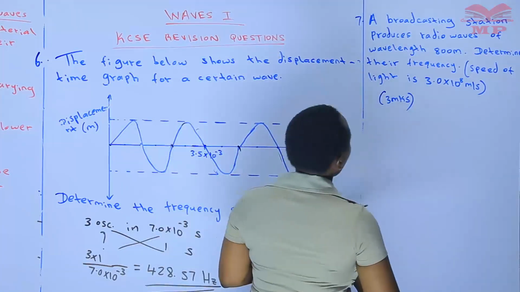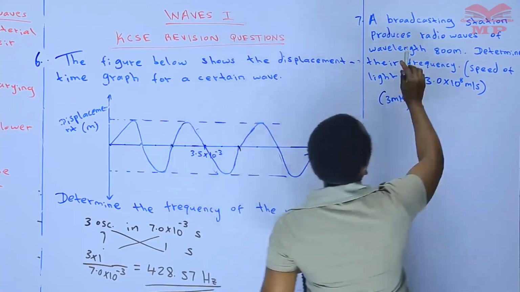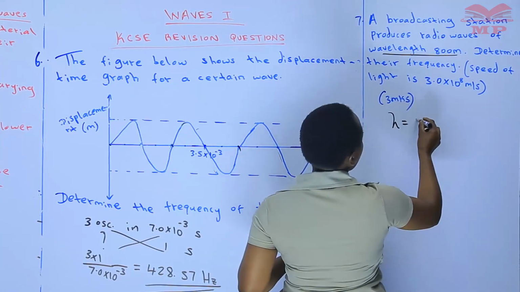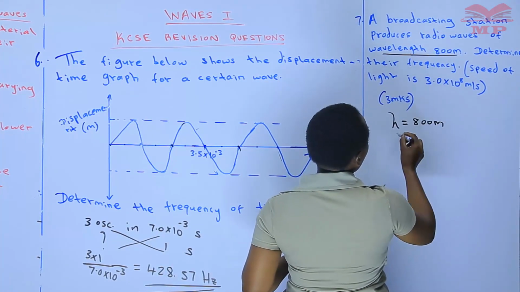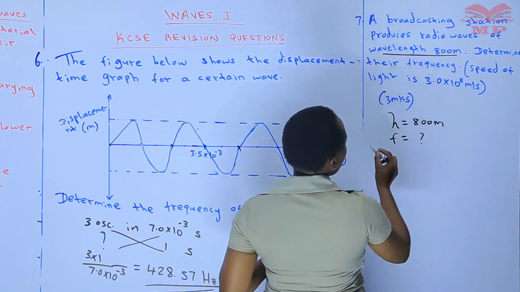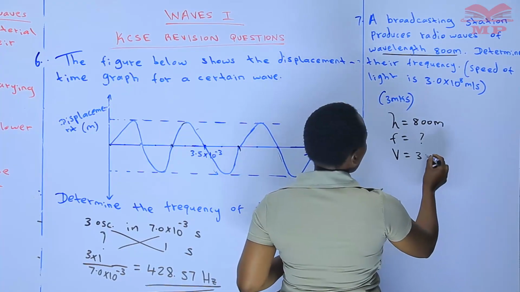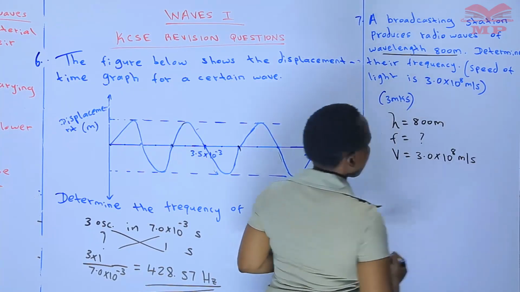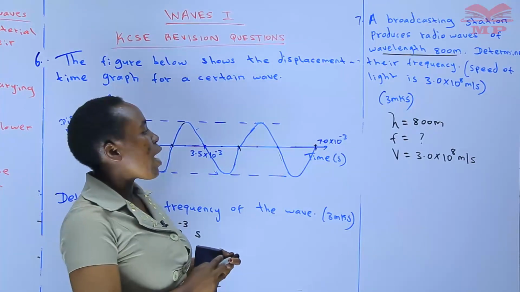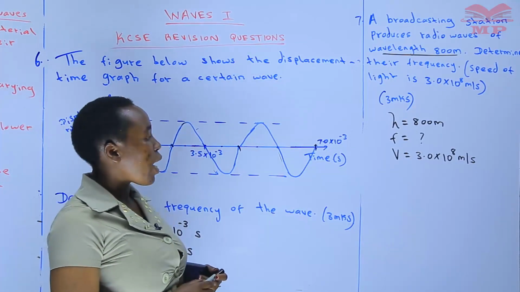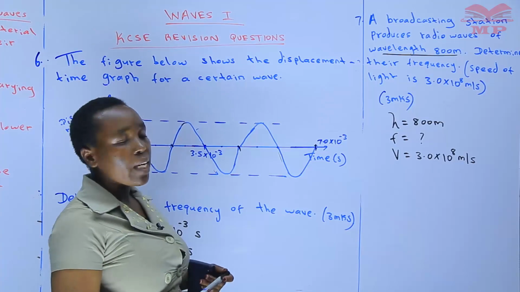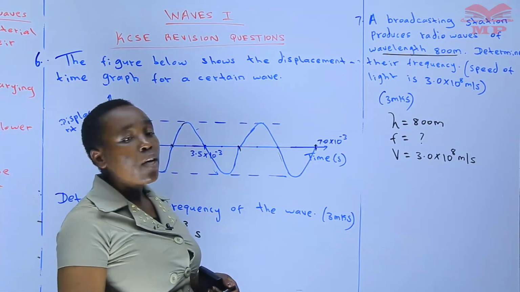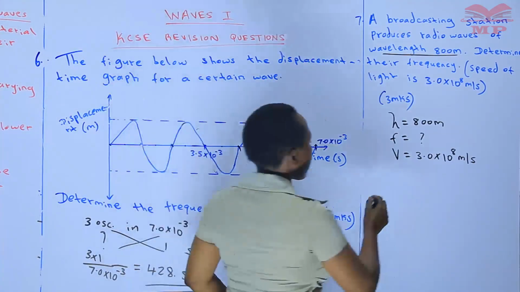We want to analyze the question. The wavelength of the radio waves is 800 meters. We are told to determine their frequency, and we have been given the speed to be 3.0 times 10 power 8 meters per second. When we have that, we can check that the two are in their SI units. So we just apply the wave equation, or the equation relating speed, frequency, and wavelength.